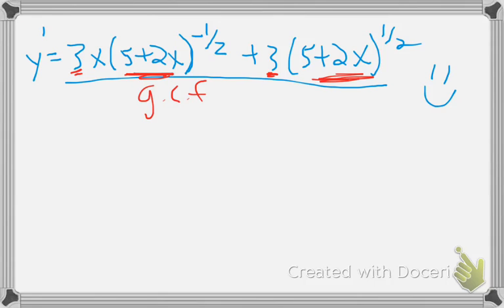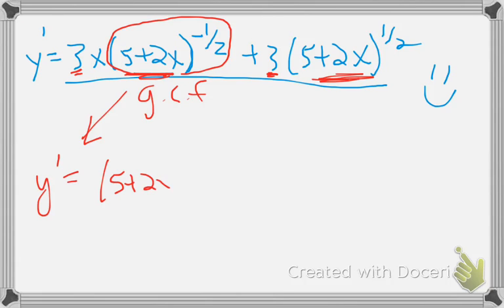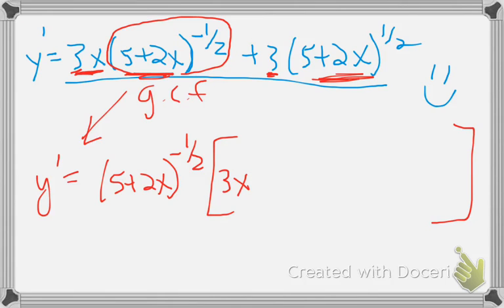So let's just focus on pulling this whole quantity out as a GCF and show you how to do that. So let's pull out the (5 plus 2x) to the negative a half. I'm just going to write big old brackets here and see what we'd be left with. Well, you'd be left with 3x plus 3, and then you'd have to think a little bit, meaning 5.